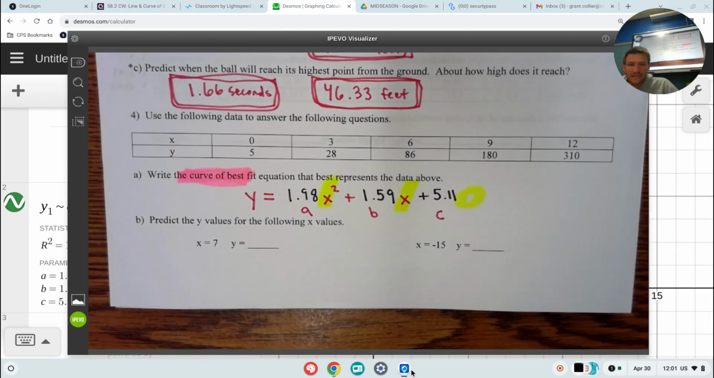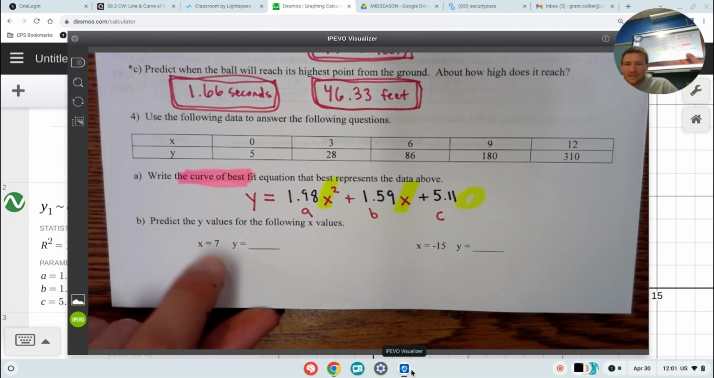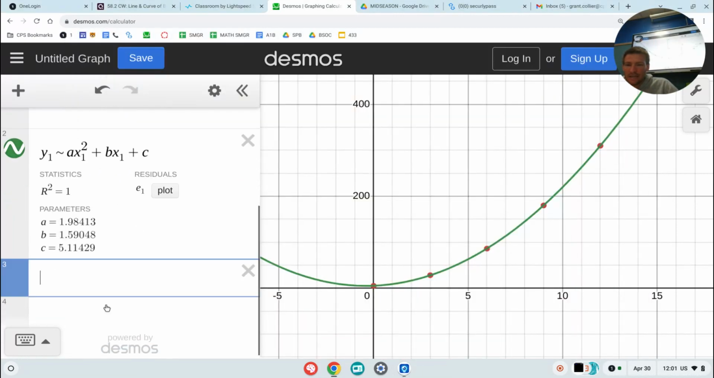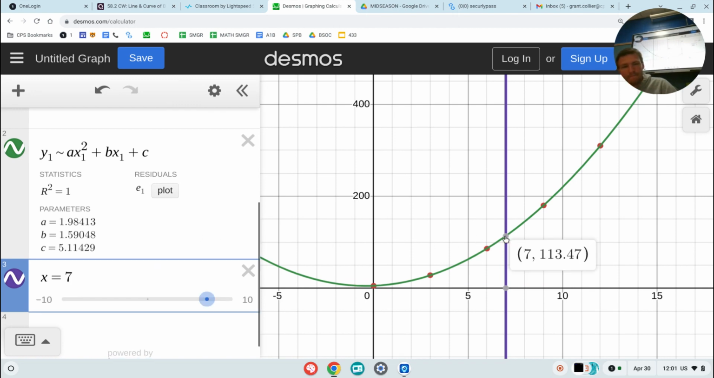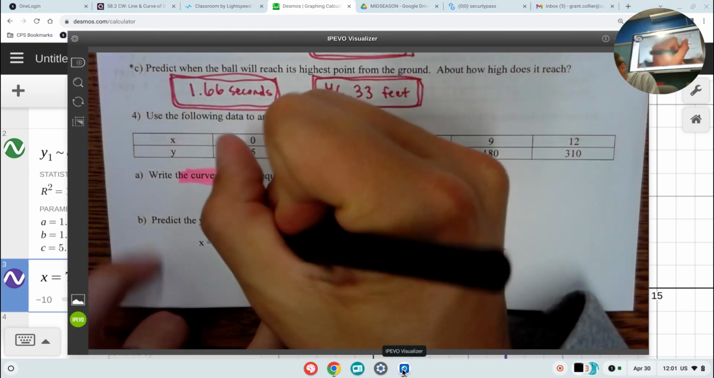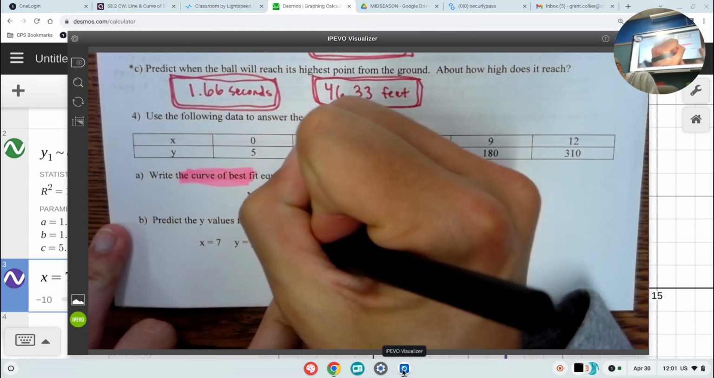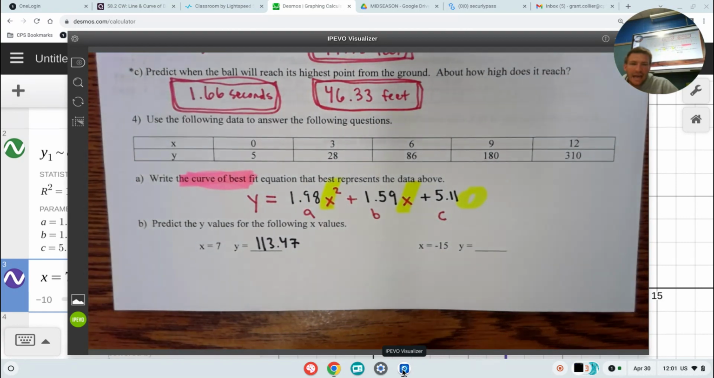The first one says, predict it when x equals 7. So I'm just going to go on DESMOS and type x equals 7. Anybody get that answer yet? 113.47, okay. 113 and 47. Is that not what you got?